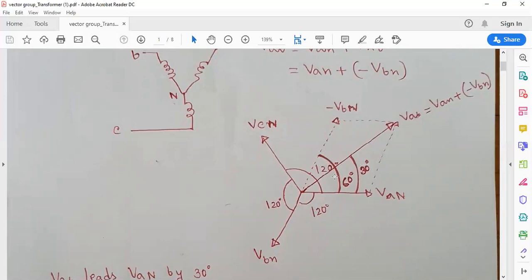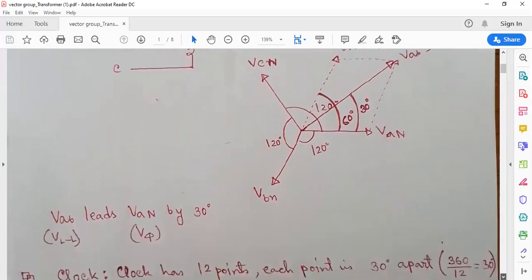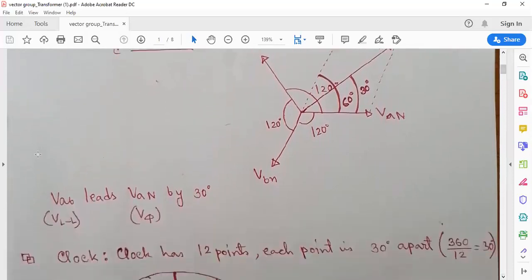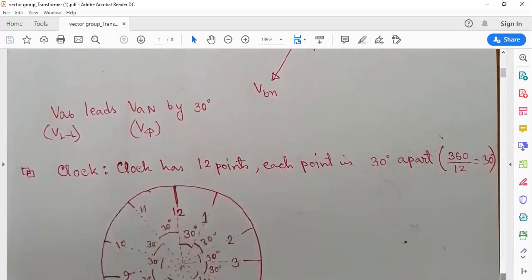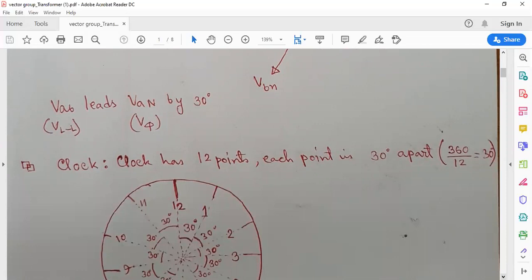This total angle is 60 degrees. I have written it here again. Now, another thing we need to know to go through this class is about the clock.